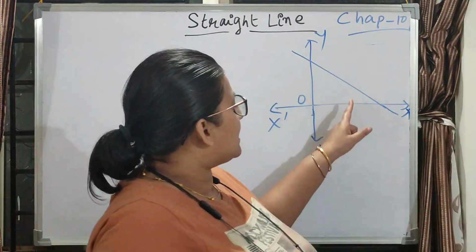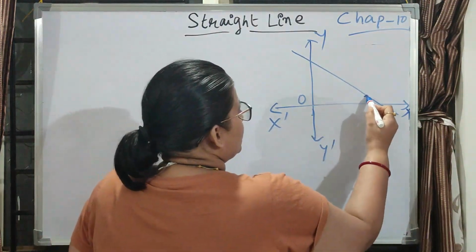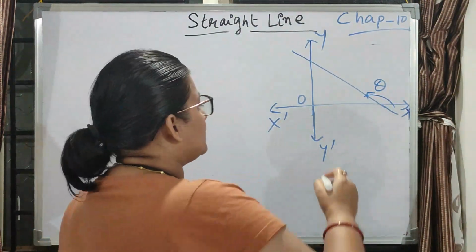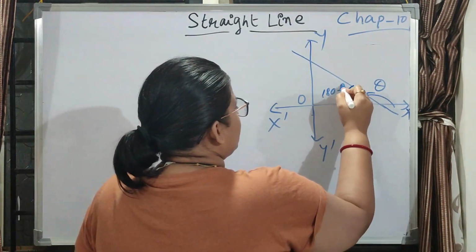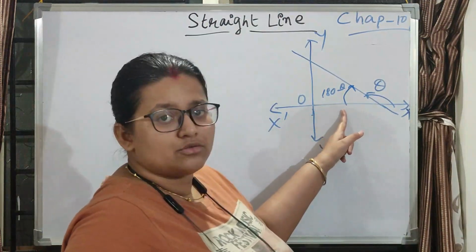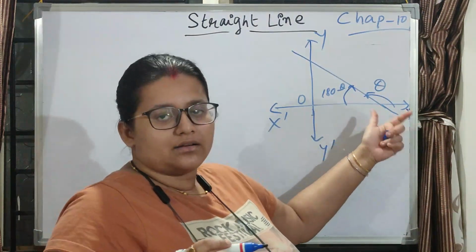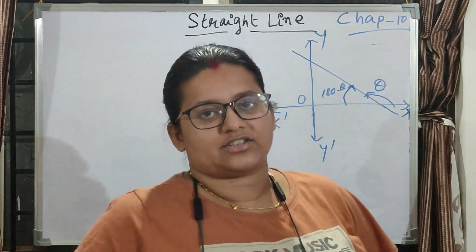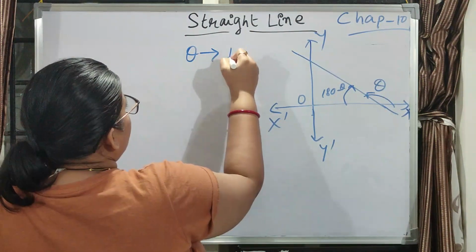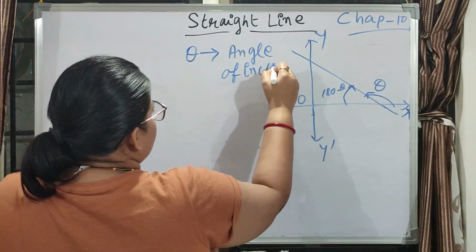So it's making angle with positive x-axis, two angles, two supplementary angles. So this is theta. This is measured in anti-clockwise direction, and this one is 180 degree minus theta. See, it's in clockwise direction, from the negative side it's measuring. So we will take only the angle which is making with positive x-axis in anti-clockwise direction. So here our theta is the angle of inclination, or inclination angle also we can say.